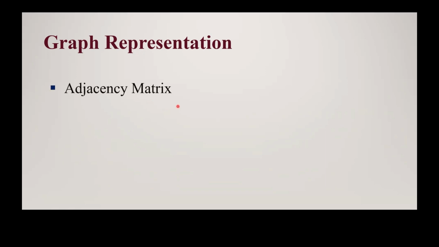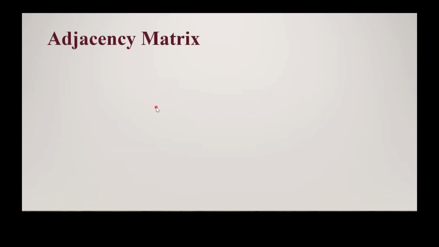There are basically three categories of graph representation. The first one is the adjacency matrix, the second one is the incidence matrix, and the third one is the adjacency list. We are going to cover all three one by one. The first one is the adjacency matrix.